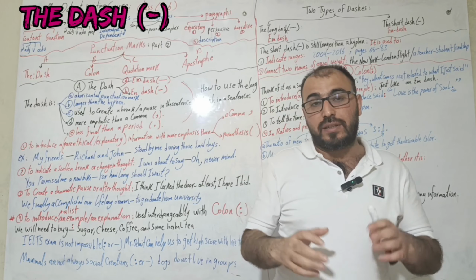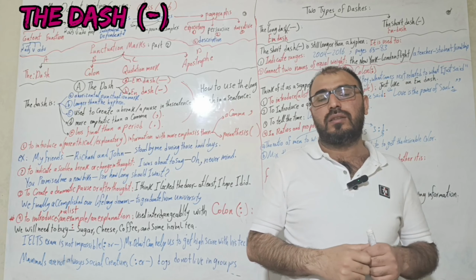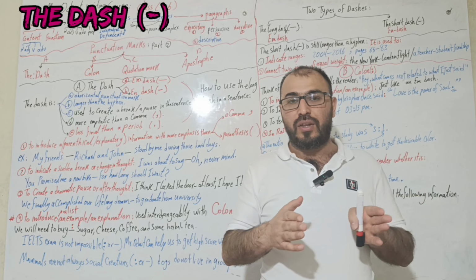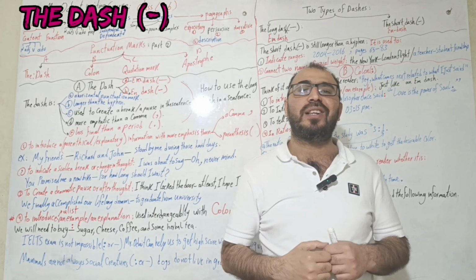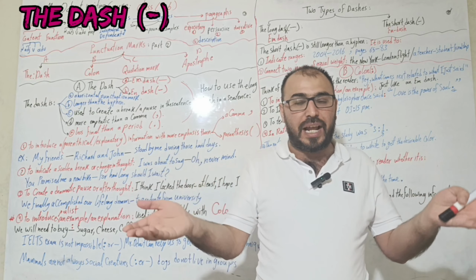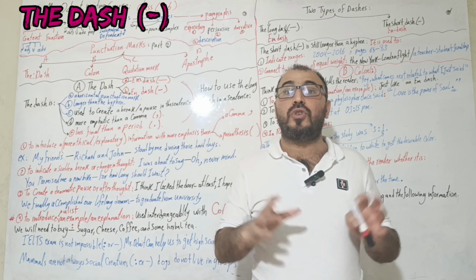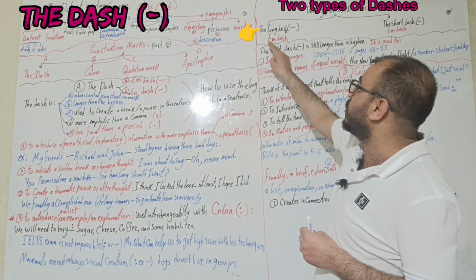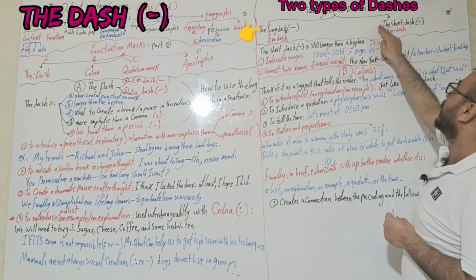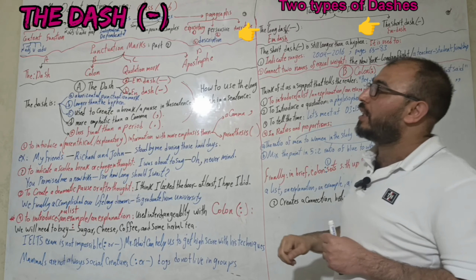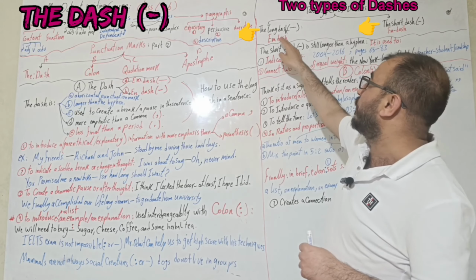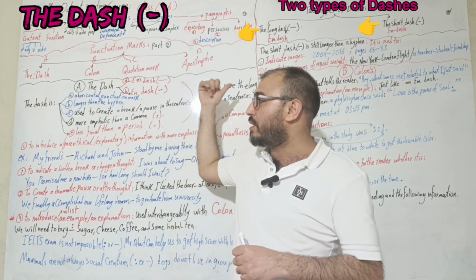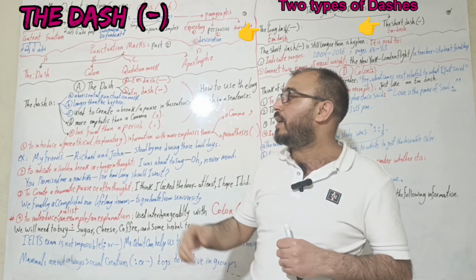The second point, my friends, is that contrary to what a lot of students have thought, that we have only one type of dash and it is only the normal dash, well, surprise, surprise, we have two types of dashes. The first one is the long dash, or we call it the EM dash. The second one is called the short dash, or the EN dash. I'm going to start talking about the first one, which is the long dash, EM, and I will explain its uses. After that, I will explain the other one.